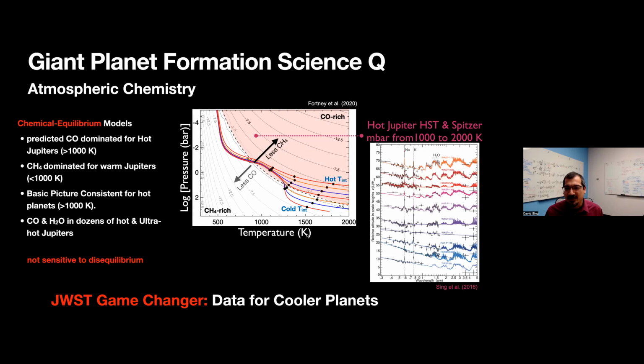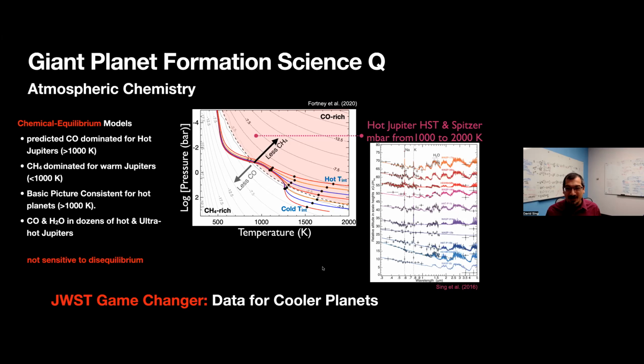And actually, if you look at a lot of the hot Jupiters we've had from Hubble and so forth, they basically more or less are consistent with this picture. We've been able to look at hot planets. So here are 10 planets from 1,000 to 2,000 Kelvin. And you see water vapor in here, which is predicted from equilibrium chemistry. And carbon dioxide has been seen too.